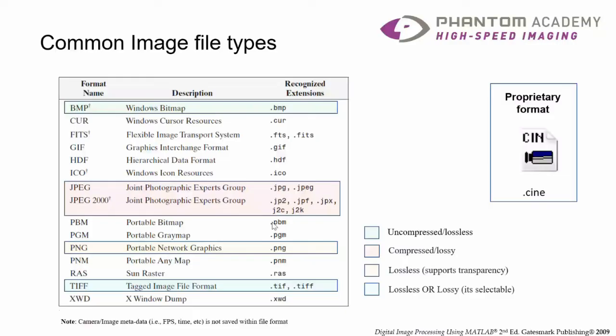And unlike a BMP or a JPEG, the Cine file is not readily importable into the different types of coding environments like MATLAB or Python. So that's why we need, for example, the Phantom SDK to bridge the gap between that proprietary format and these coding environments.